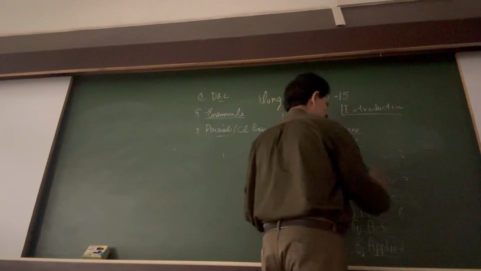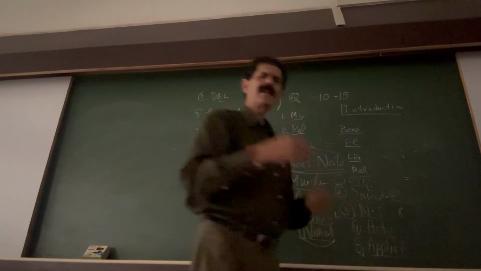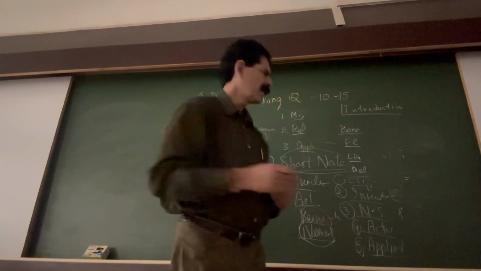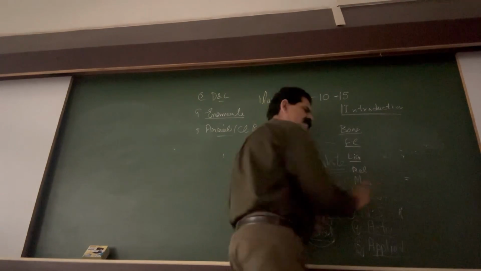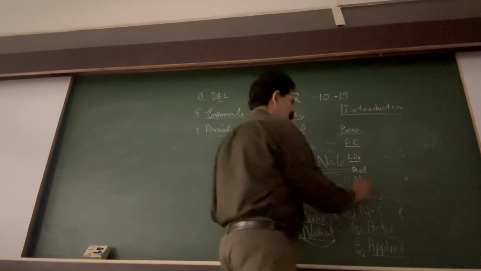Then will come the relations of the joint. What are the anterior relations and the posterior structures lying around the joint? Then the movements. What are the movements of the joint? Flexion, extension, medial and lateral rotation. And last will be the applied importance.